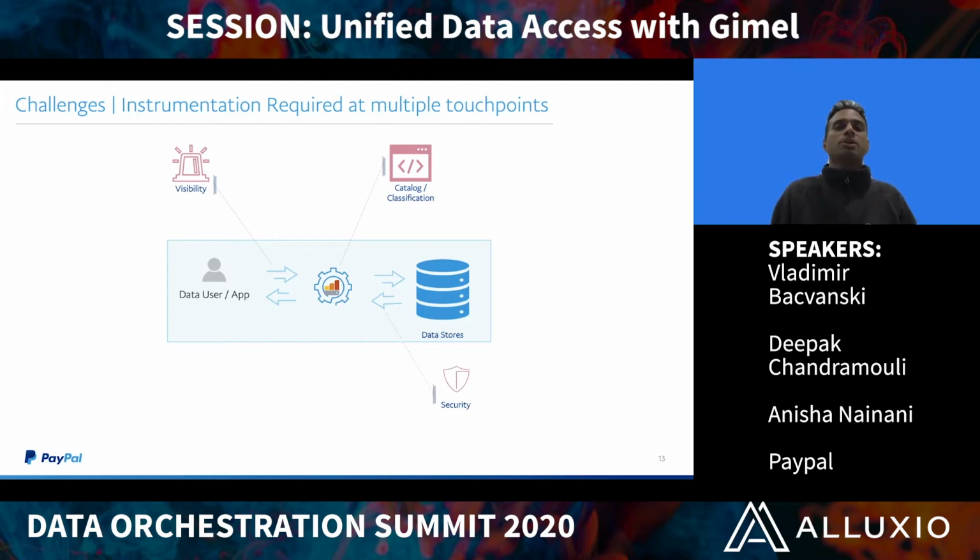And then security is ubiquitous in PayPal. We do security at every touch point possible. So we do not just rely on the security that is natively baked into the data stores. We also want an uber secure capability where we can do things like redaction, alerting, and all of that. So we baked that security aspect into Gimel.